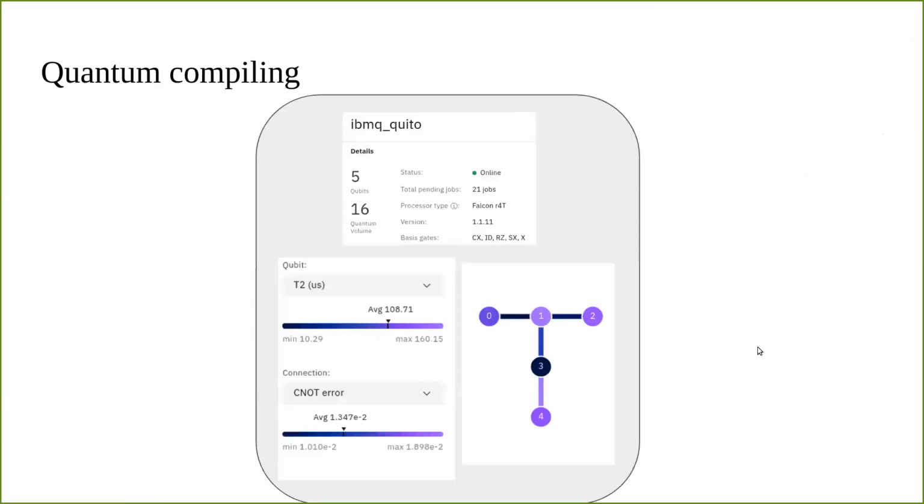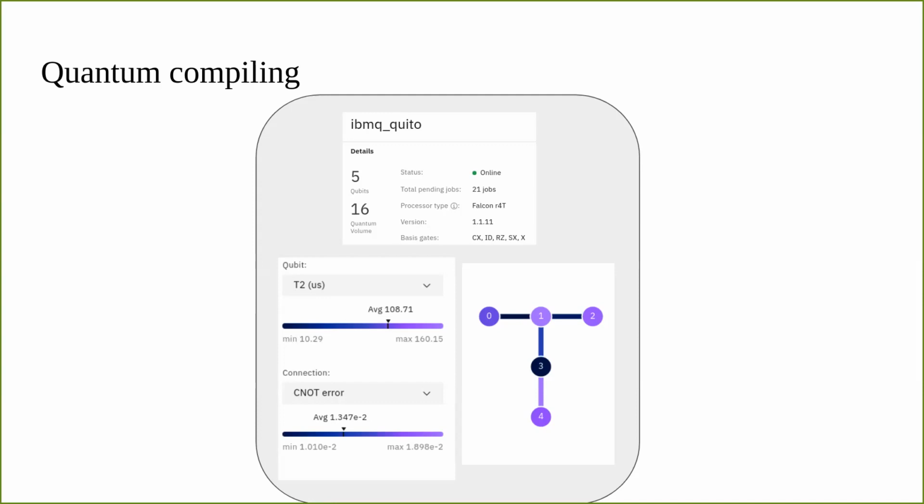Okay, so that will conclude the first part of quantum algorithms. And now I want to get into quantum compiling. So this is the previous image that I showed about the device that I ran the 2-qubit Bell state circuit on, one of IBM's computers. And I have a confession to make.